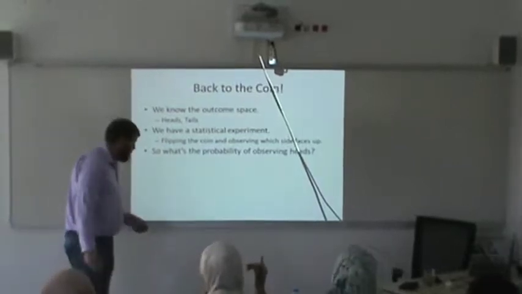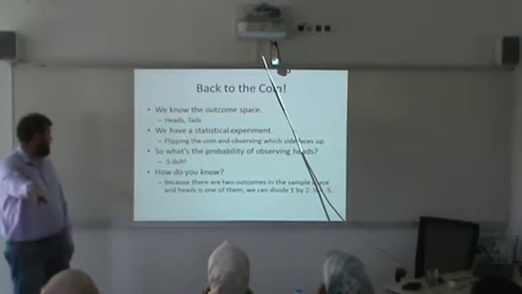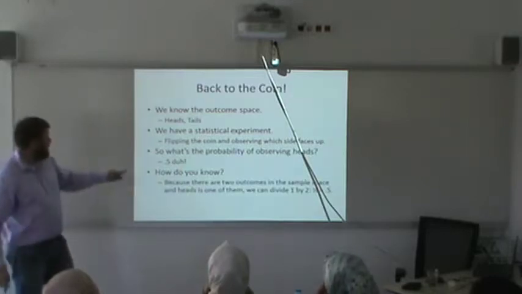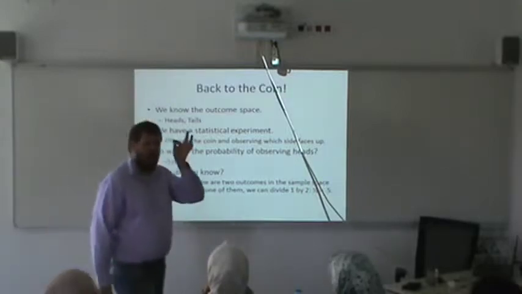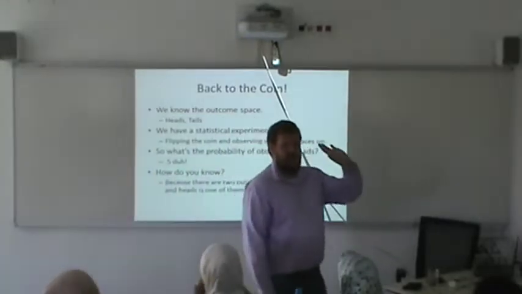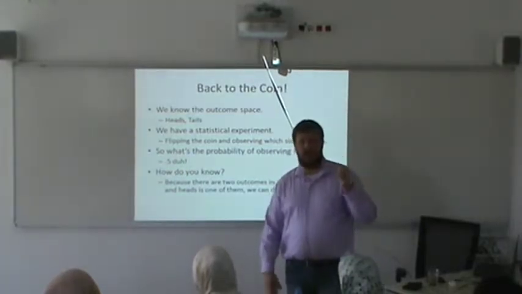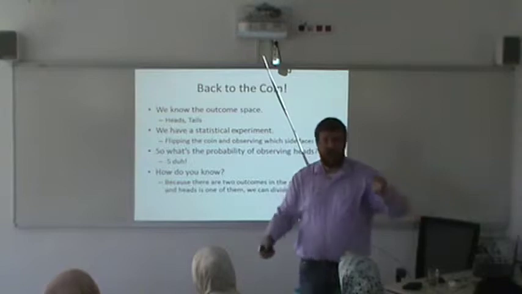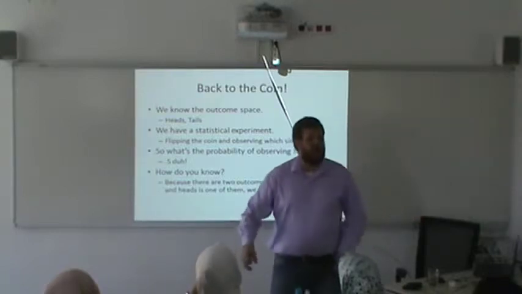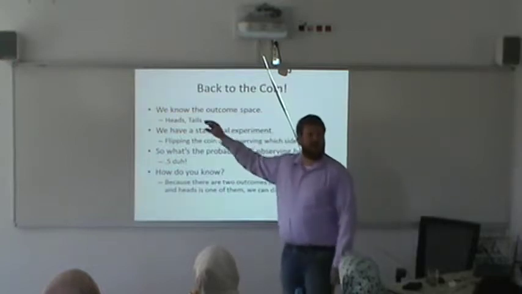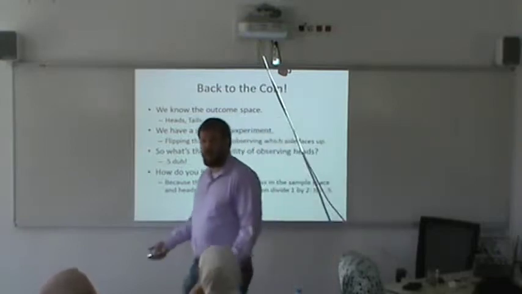So what's the probability of observing heads? 0.5. So how do we know? I think earlier you said it's because there are two outcomes in the sample space. Yes, right? We have two outcomes. There is heads, there is tails. That's it. There are two outcomes that we could see. Heads is just one of those outcomes. Therefore, we take the outcome that we're interested in, heads, and divide it by the total number of outcomes. 1 divided by 2 is 0.5.